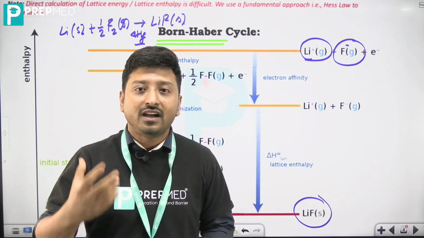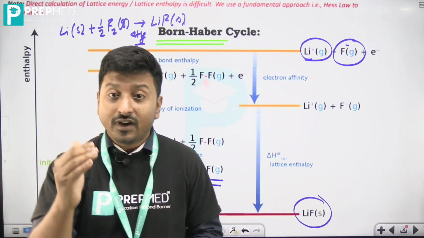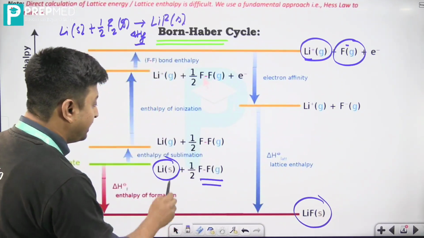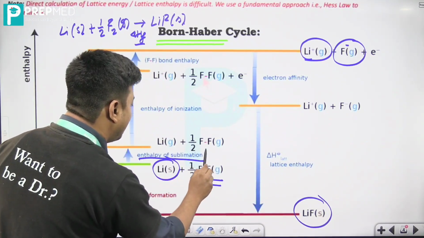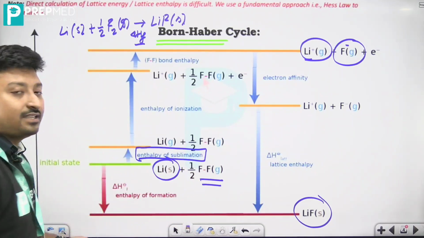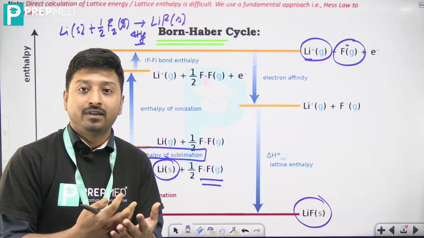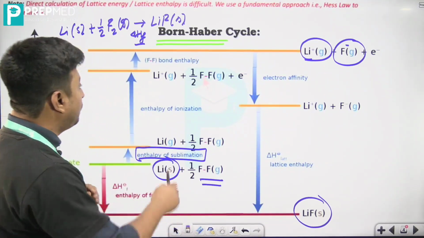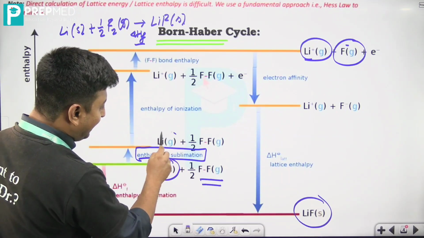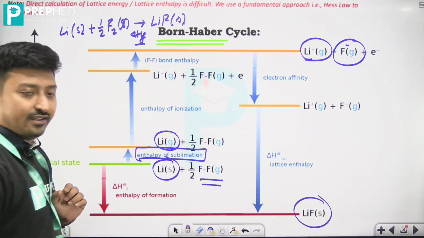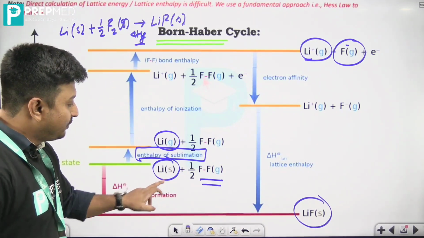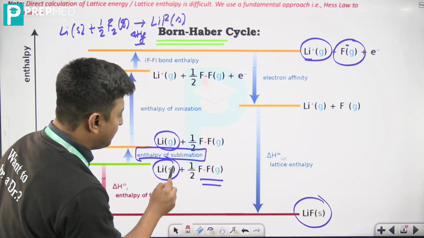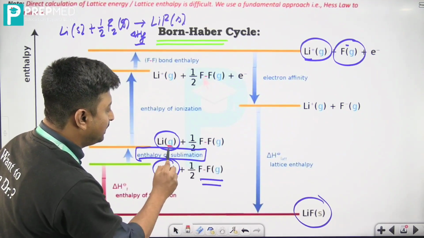Now how will we convert a solid to a gas? So the first step will be the conversion of a solid to a gas, and that step is called your enthalpy of sublimation. That means in this we will sublime the lithium from the solid state to the gaseous state to form Li gaseous. You can see here, right? So Li solid is converted into Li gaseous. देख लो एक बार यहाँ से बेटा, solid to gaseous.